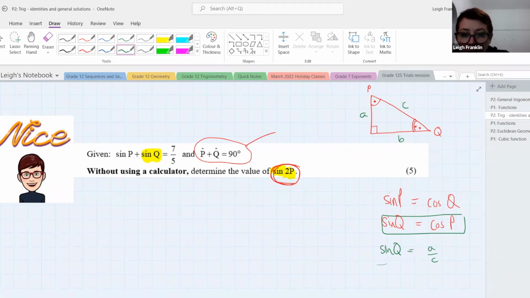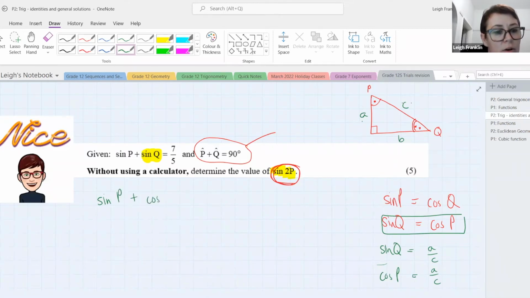If I now talk about the cos of angle P, P is now this angle over here. It's adjacent over hypotenuse. It's A over C. So that's exactly right. The sine of Q is the same as the cos of P. So what we're going to do here is write sine P plus cos P, because sine Q and cos P are the same, is equal to 7 over 5. Does that make sense now?